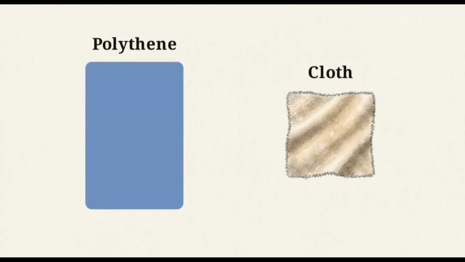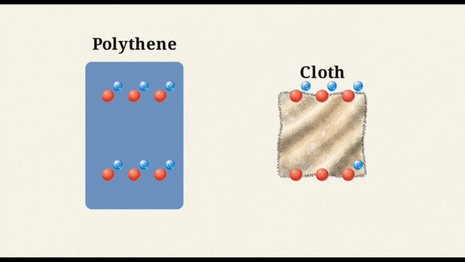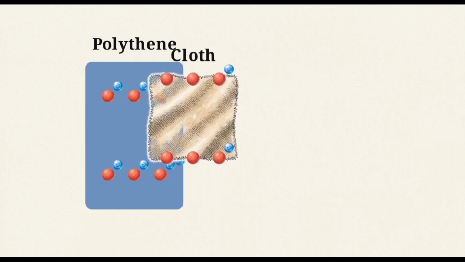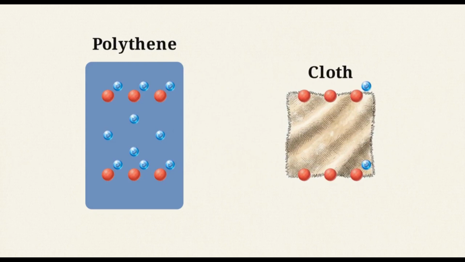We can create an imbalance of charge through friction. Rubbing certain materials together physically pulls electrons from one surface to the other. For example, when you rub a piece of polythene plastic with a cloth, the polythene pulls electrons from the cloth. This leaves the polythene with a negative charge and the cloth with a positive charge.